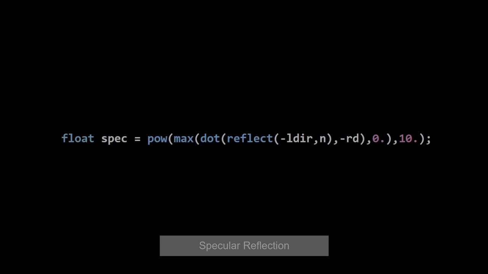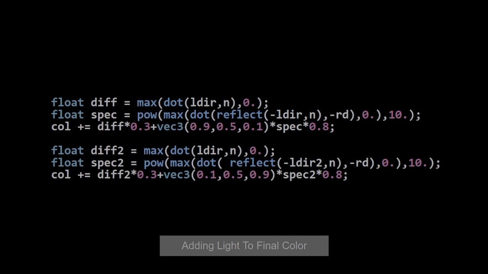So we do that here, and again we take the max of the result and 0 to clip off negative numbers. Then we use the power function to increase the intensity of the light. The lights are applied by adding them to the color. I scale down the diffuse to 0.3 and the specular to 0.8. I also give each specular light a specific color by multiplying it by the color.